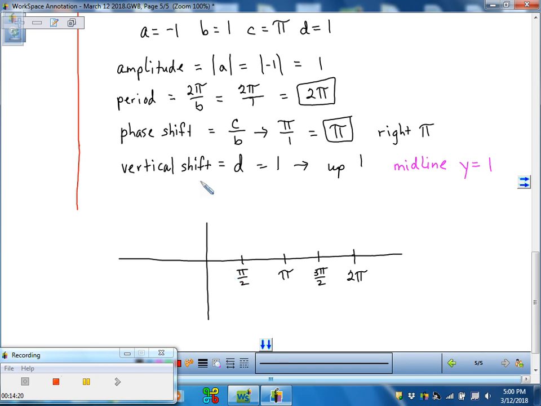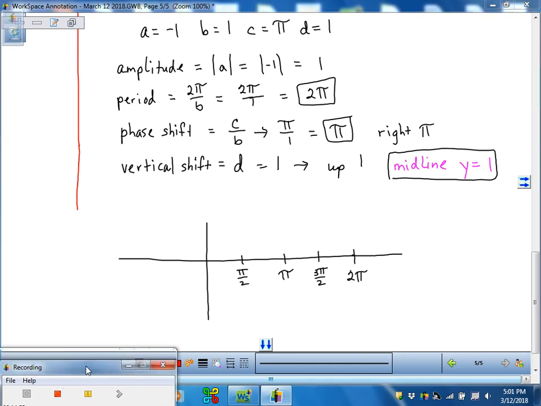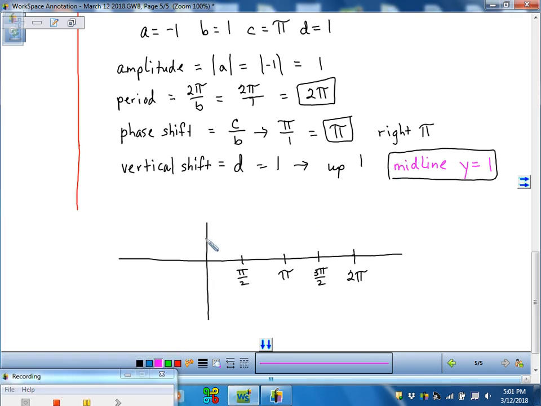Now, once I've done that, I'm going to draw my midline. My midline is located at y equals 1. So y equals 1, I draw in my horizontal dotted line to represent the midline. Now I'm going to start graphing the initial function before I do the phase shift.